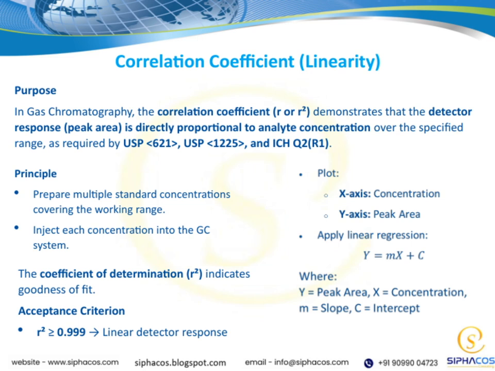The main purpose here is to demonstrate that, in gas chromatography, the correlation coefficient, either R or R2, shows that the detector response is directly proportional to the analyte concentration over the specified range. This is a fundamental requirement according to USP 621, USP 1225, and ICH Q2(R1). In essence, establishing this linearity ensures that our method can accurately quantify analytes within the specified range, providing confidence in the reliability of our results.